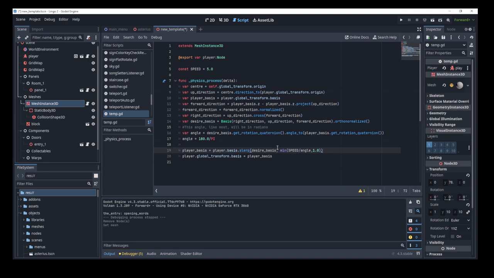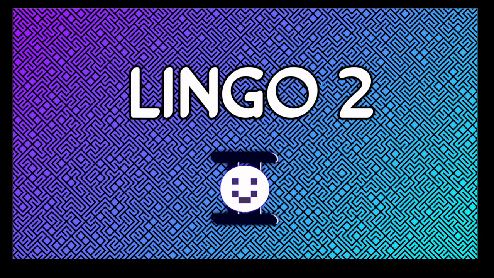I only want it to go to a maximum of the desired basis, not to wobble around like a top when it's trying to get it done. So let's just go into this and figure out what this does.